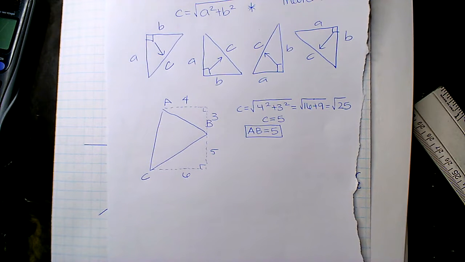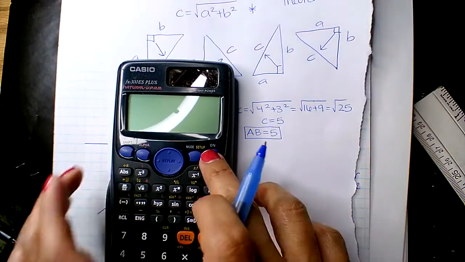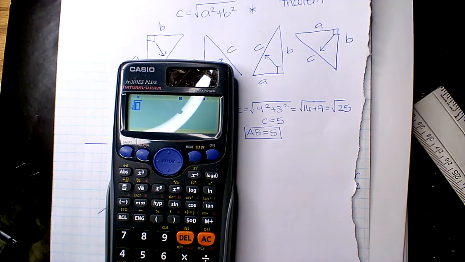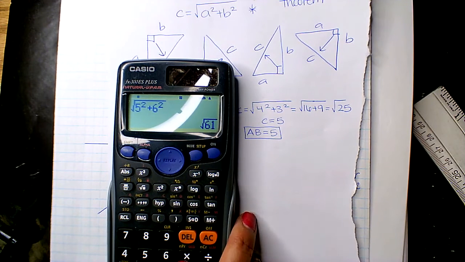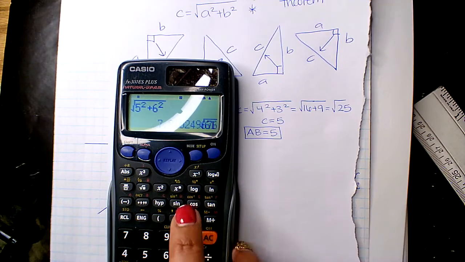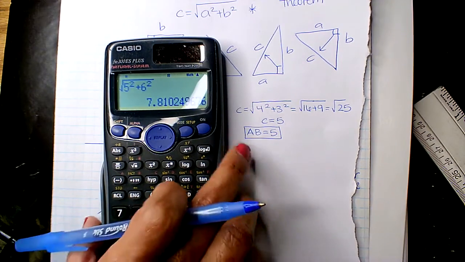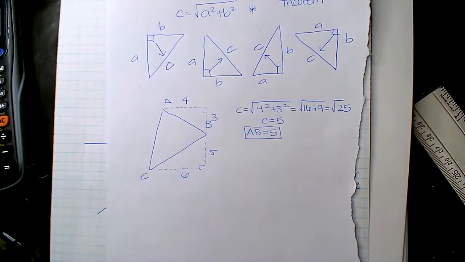And if you're capable of counting, you can go straight to the calculator. I'm going to write it, but you can go straight to the square root of 5 squared plus 6 squared, hit equal, radical 61. We're going to get a decimal here, you're going to get 7.8, but I'll do it again, okay?